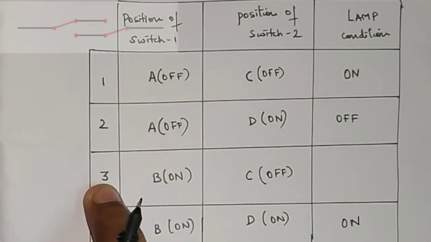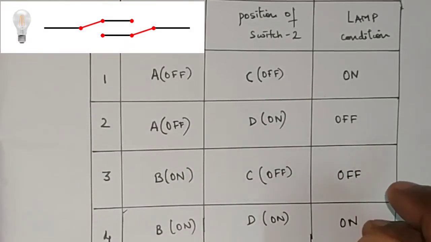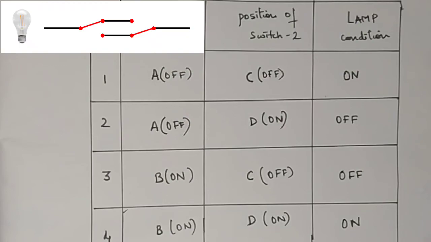In the same way, you can check for the third case, it will be off condition. You can check in the same way as I have explained. So in this way, you are going to explain two-way control of a lamp.